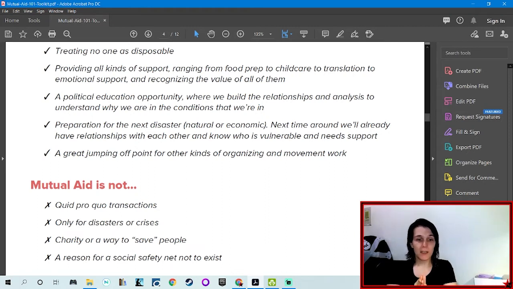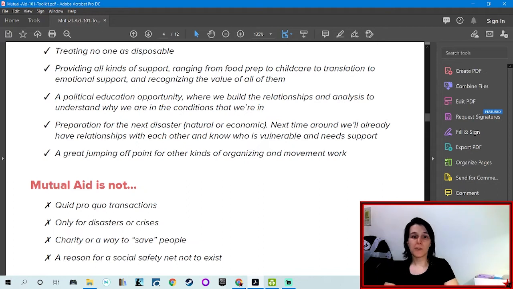Now, what mutual aid is not? It is not quid pro quo transactions. It's not a direct equal exchange. It's not I do for you in exchange for something else. It's I do for the community with the expectation and understanding that the community is going to come out for me mutually. That it's going to be all community members interacting with each other.